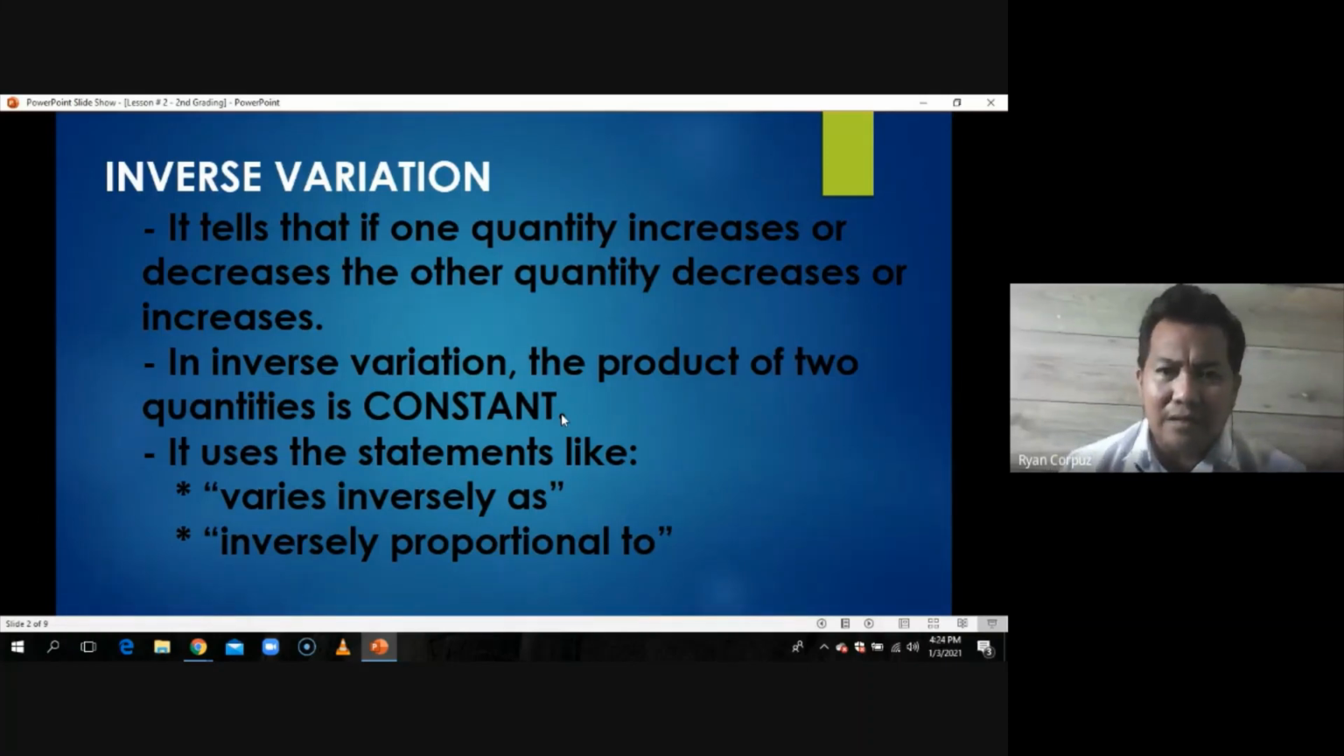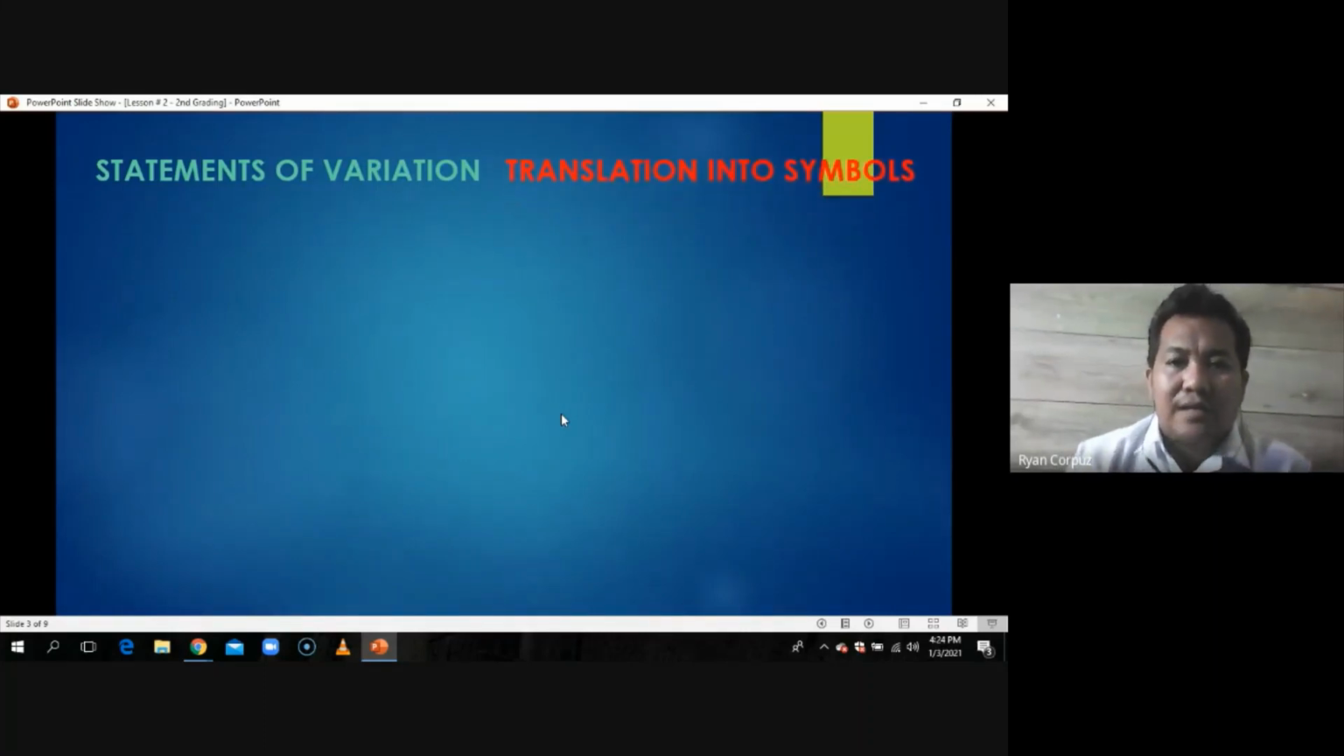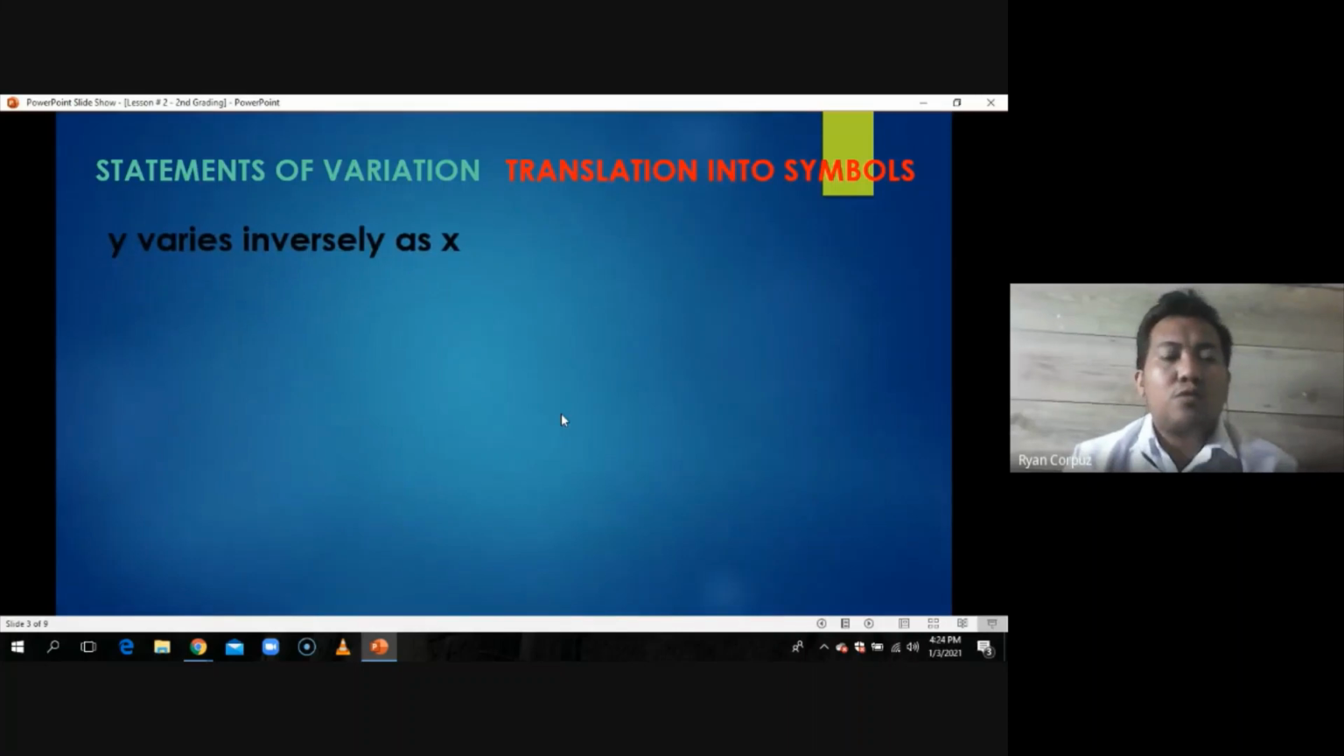So paano nga ba tayo translate ng statement of variation into symbols? So let's have these exercises here. We do have first here a statement of variation, then we're going to translate it into symbols. These statements of variation that we're going to give here are statements involving inverse variation. So una, y varies inversely as x. So this time we are pertaining to inverse variation. So paano nga ba natin siya na-translate?